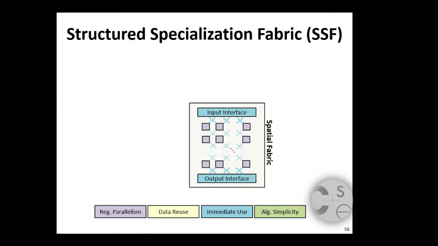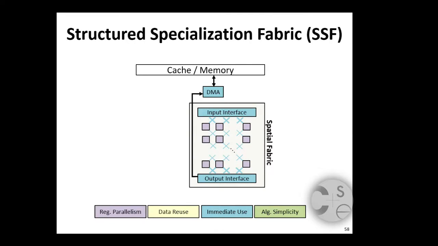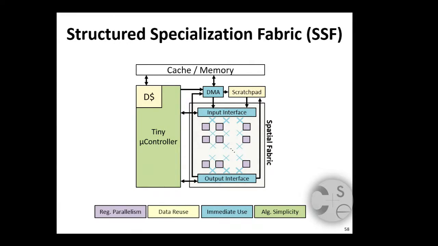So to specialize for regular parallelism, we're going to use an array of independent processing elements. I'll integrate these inside of a spatial fabric to specialize for the immediate use of values between the pieces of hardware. And I'll also use a DMA engine to specialize for the immediate use of values from memory. We can add a programmable scratchpad to specialize for the data reuse inside of these algorithms. And to specialize for algorithmic simplicity, we can add a tiny microcontroller that simply coordinates and controls the rest of the hardware at a coarse granularity. And then if we need more parallelism, we can simply tile this design in a standard way.